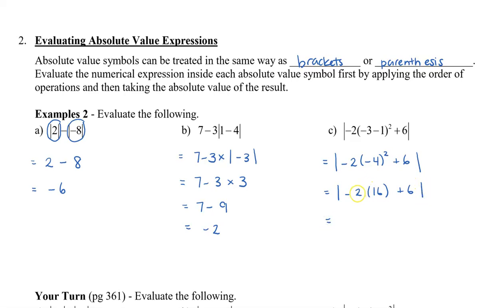Okay, next we have our multiplication. So negative 2, we have our times 16. So that would be negative 32, and then plus 6. And then we have negative 32 plus 6, which is negative 26. Now notice I'm not applying the absolute value until the very, very end, because that is our last operation, because it's on the outside. So then finally, the absolute value of negative 26 is going to be positive 26. And then that's it.